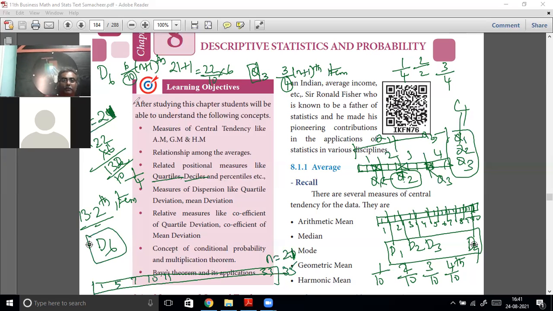You have to use D6 equal to this, 6 will go there, because it is the decile. This is not quartile, decile. So the base will always be 10. Then n is your 21, n plus 1 is 22, 22 by 6, like that you have to find out. We'll go into the details now, then you will start understanding it more clearly.